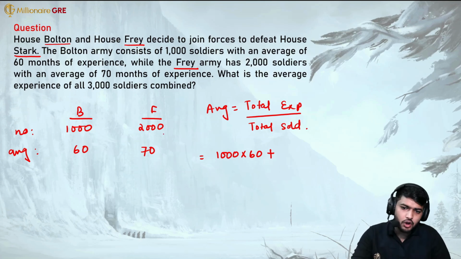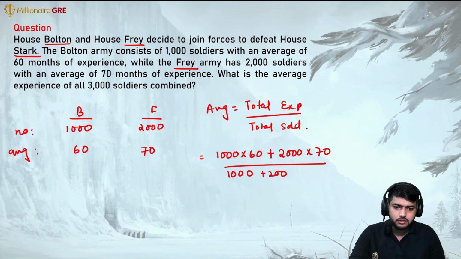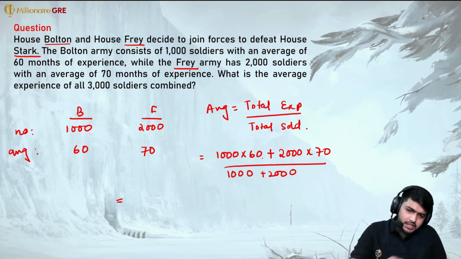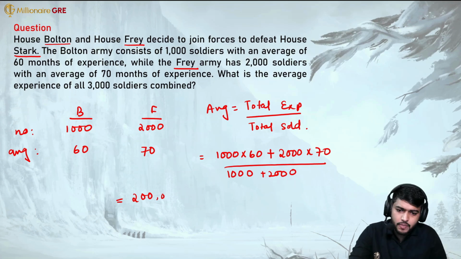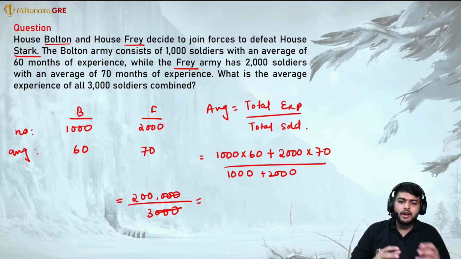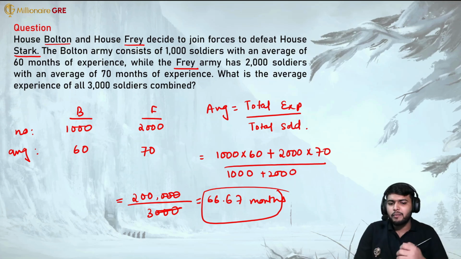Similarly, total experience of Frey army is 2,000 times 70, upon total number of soldiers, which is 1,000 plus 2,000. This is equal to 60,000 plus 140,000, that is 200,000 upon 3,000. We end up at 200 upon 3 or 66.67 months. The average experience of all the 3,000 soldiers combined is 66.67 months.